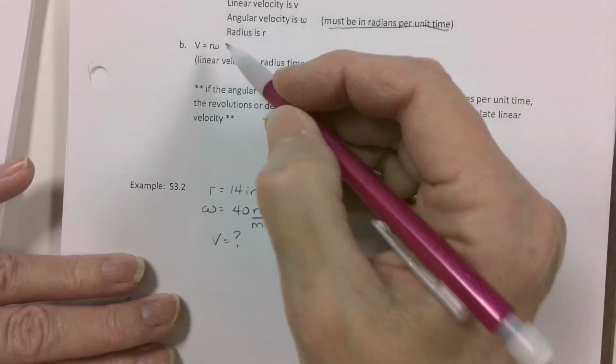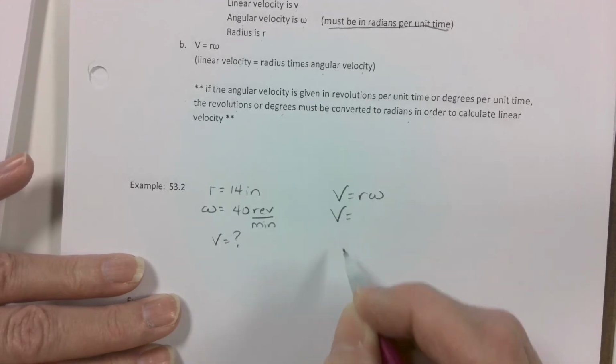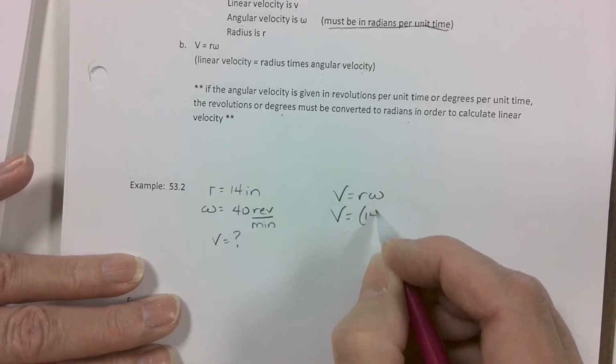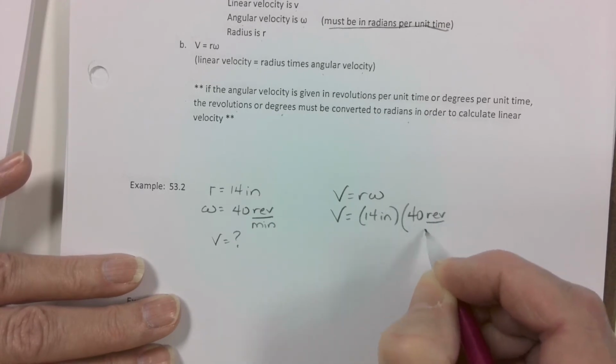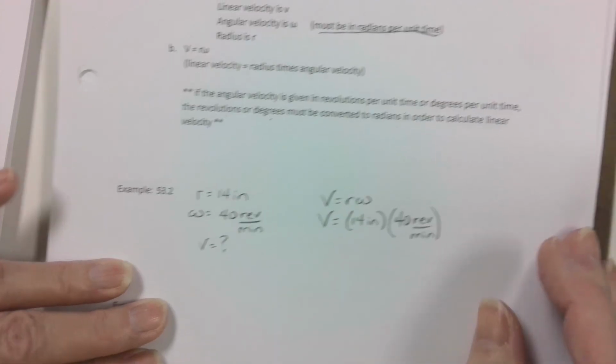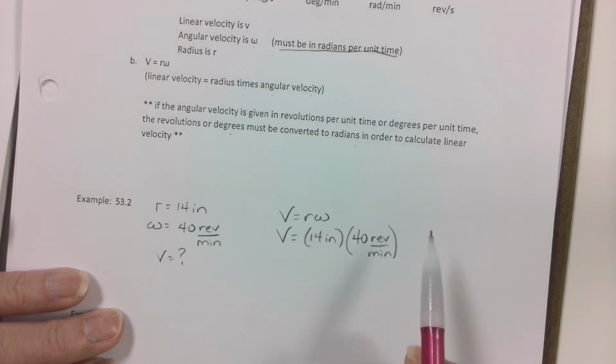So write down your formula. V equals R omega. I want to find V, so I don't have that, so put it down. My radius is 14 inches. My omega is 40 revolutions per minute. Now, the unit that I have here is inches times revolutions over minutes. According to the question, I want it to be in miles per hour. So the first thing I'm going to need to do is change my inches to miles.